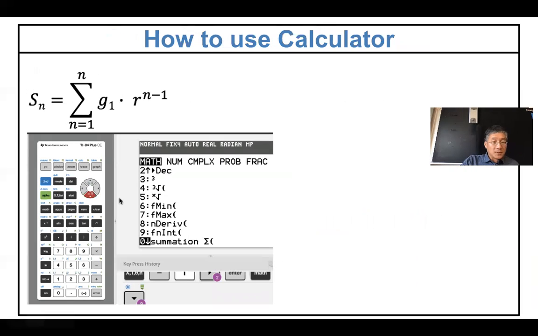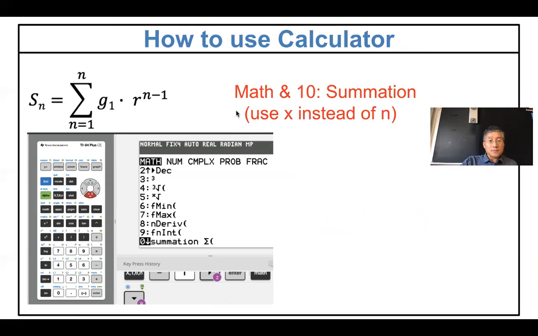So we are going to use the math button. Where's the math button? Here. Do you see? The math button is here. If you click it, you will see this window. You are going to see 1 to 9, but you should keep scrolling down with the arrow button here. Up, and you will see 0 here, 10, summation, and this symbol, sigma. You click this button.